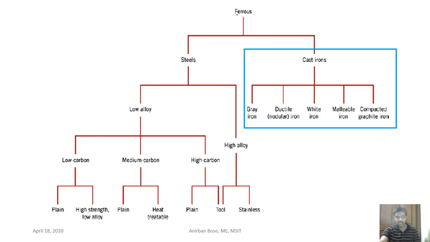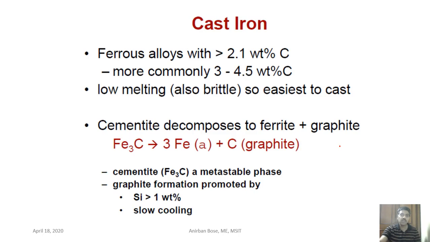Why are these suitable for casting purposes? Because they have a low melting point. What is the melting point of cast iron? That you can get from the phase diagram, close to 1200 degrees centigrade. You know the eutectic temperature is only 1147 degrees centigrade, right? If the carbon percentage is less than the eutectic, it will be slightly more. But in comparison to steel, the melting temperature is quite low. That is why it is easier for casting.